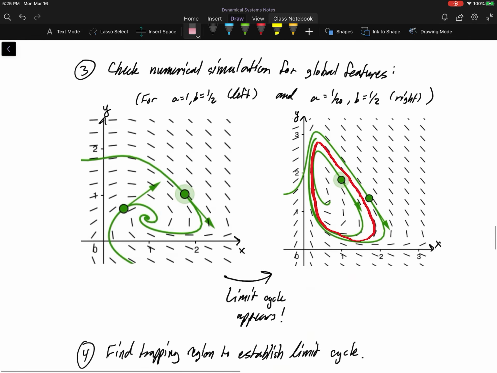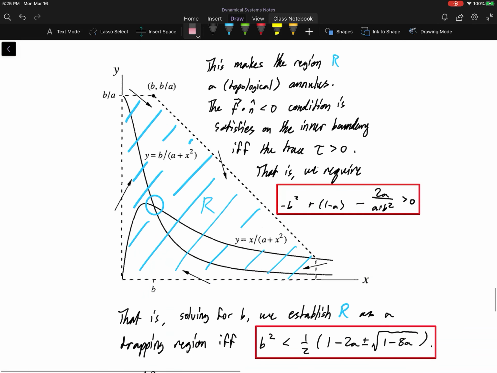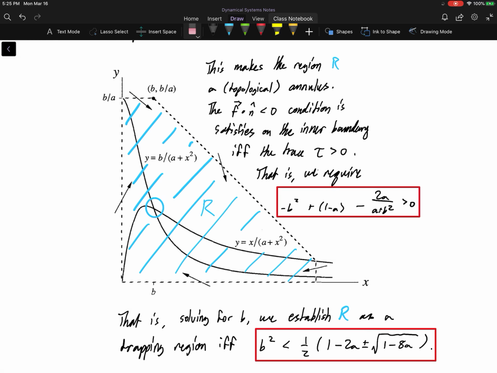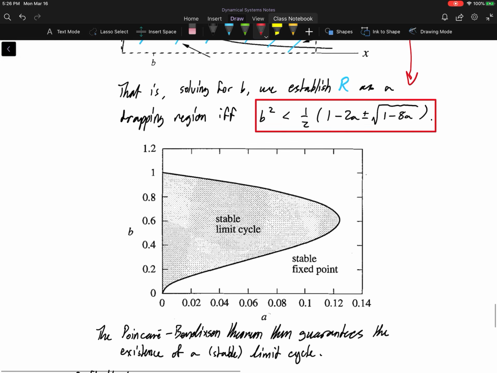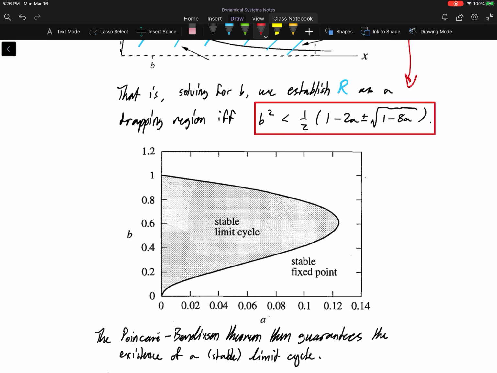Okay, and if you do this algebraically, that is going to be this condition in the box. We need to make sure that we satisfy this condition, which is the same as down here. And this is exactly what they do in Strogatz. It turns out that these are the parameters that will give you a limit cycle versus what will give you a stable spiral.